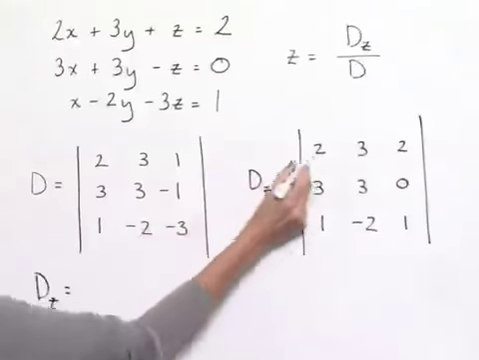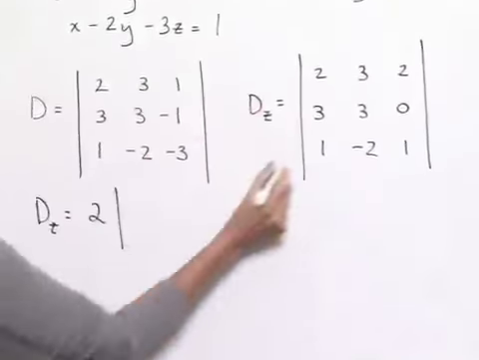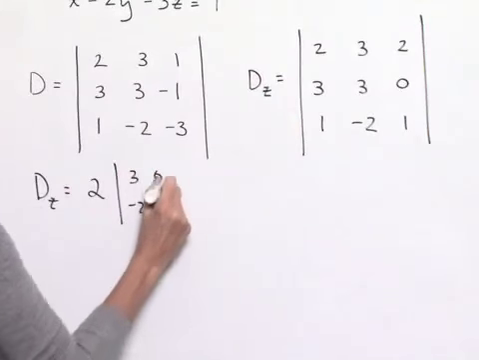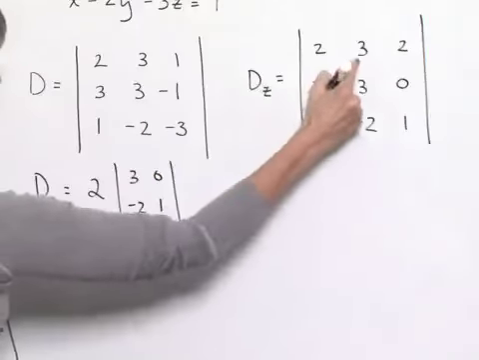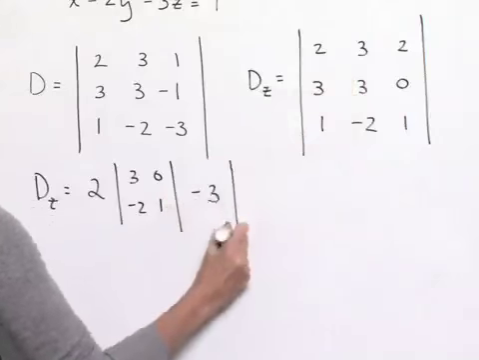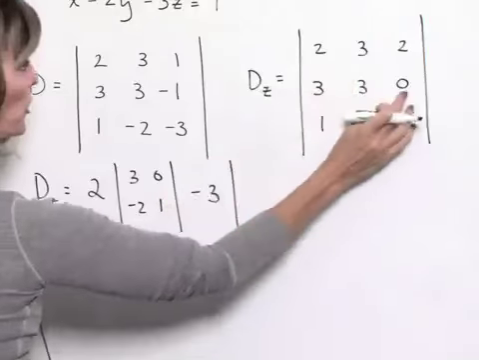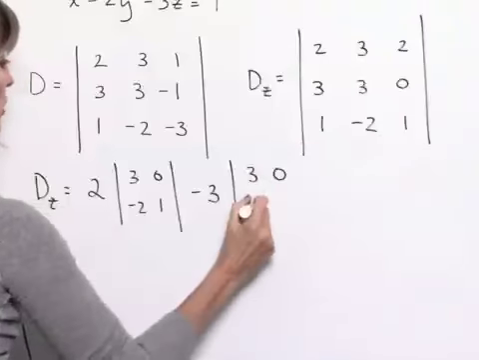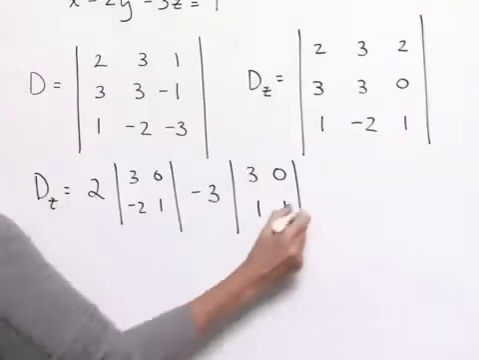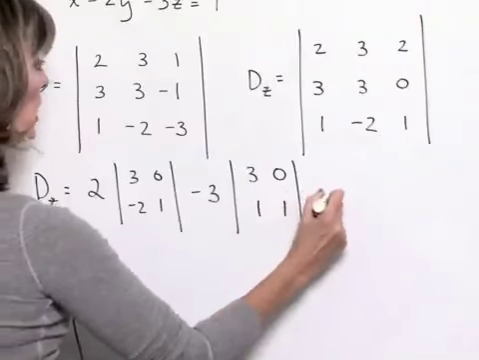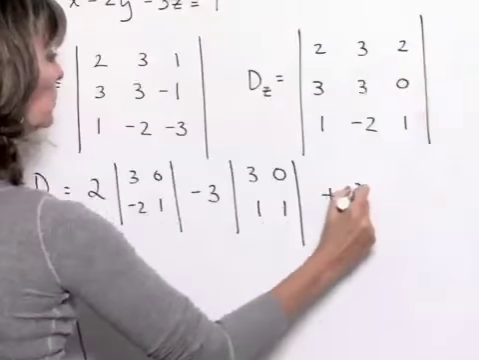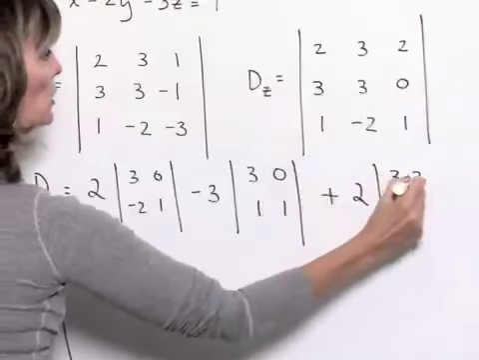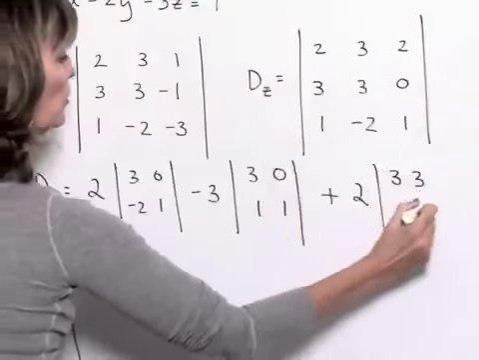It's going to equal our entry of 2 times the 2 by 2 matrix, 3, 0 in the top row, negative 2, 1 in the bottom row, minus the value of 3, times the 2 by 2 matrix where we'll have 3, 0 in the top row. We'll have 1, 1 in the bottom row. And we'll end up with plus the value of 2 times the 2 by 2 matrix where we have 3, 3 in the top row, 1, negative 2 in the bottom row.